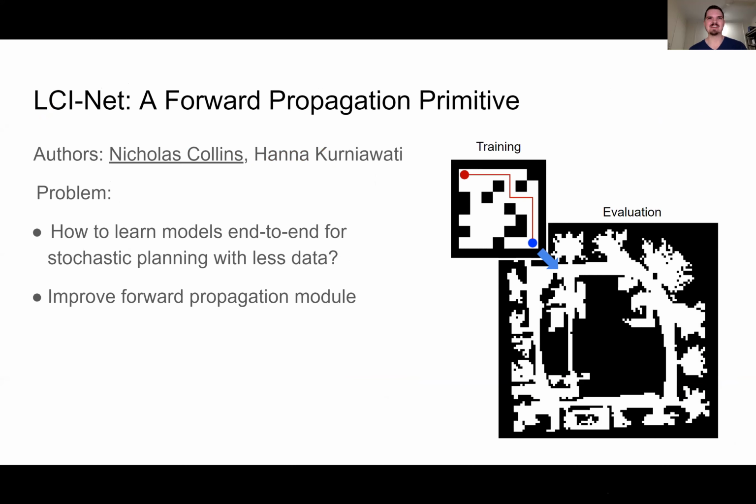A number of techniques for end-to-end learning and planning in systems with a priori unknown dynamics have recently been proposed. Among these techniques, there are a number of frequently occurring components. To enable learned models to generalize better using less data, we focus on improving one of these components, the forward propagation module, which propagates information on the basis of learned stochastic models with a state transition function.